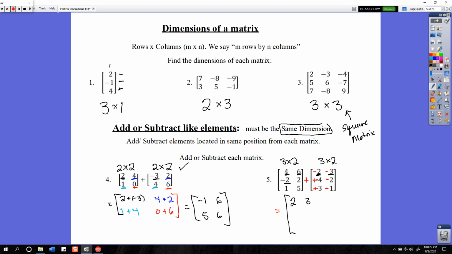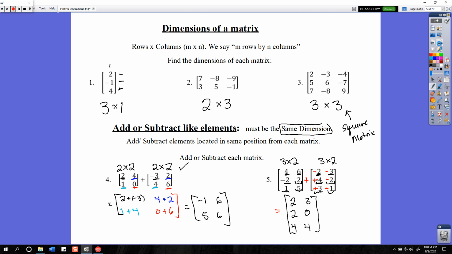Third element plus third element: negative 2 plus 4 leaves me with 2. Fourth element, 2 plus negative 2, gives me 0. 1 plus 3 gives me 4. And the last elements: 5 plus negative 1, which leaves me with 4. And there's my answer.